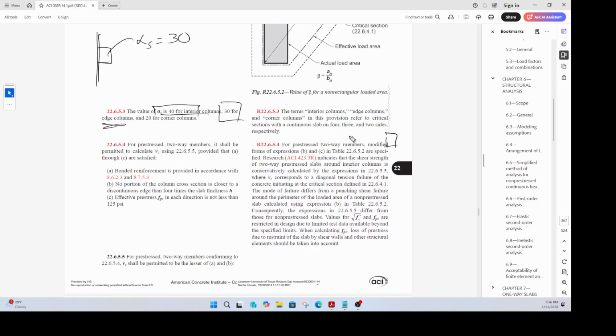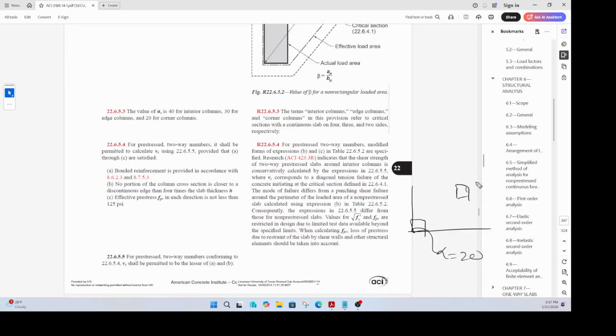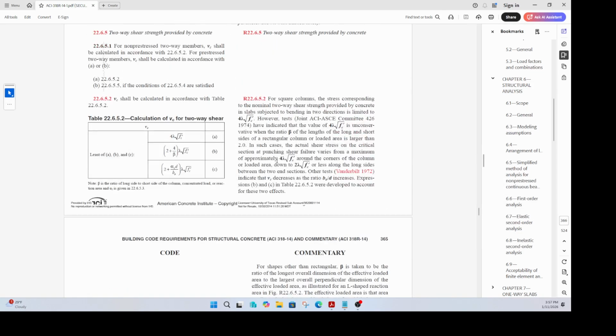Whereas if you have a bunch of columns, and you're talking about this column, right? This is an interior column. alpha s is equal to 40. Okay, so if you have a column, let us say at the very corner like that, then your alpha s is equal to 20. So corner column alpha s is 20, interior column alpha s is equal to 40, and edge column alpha s is equal to 30.